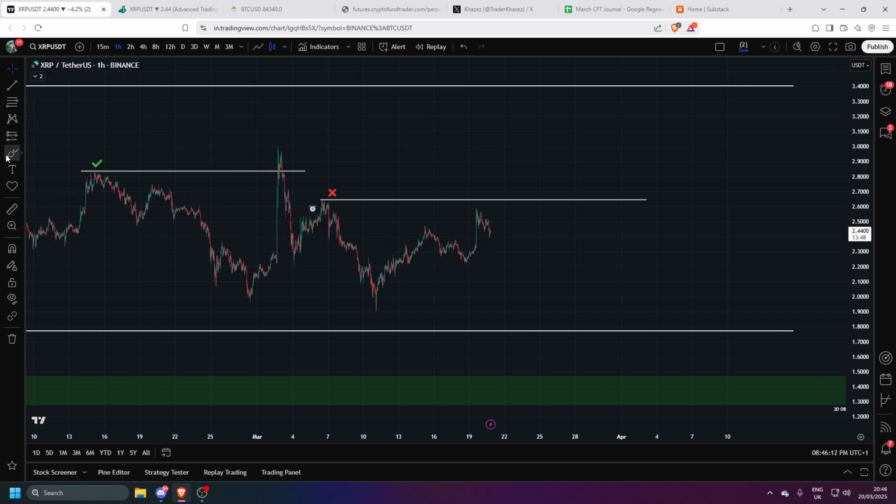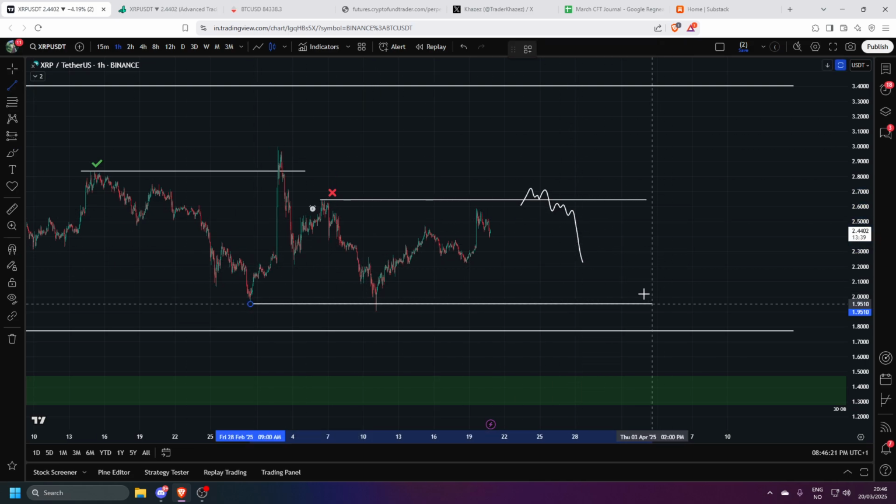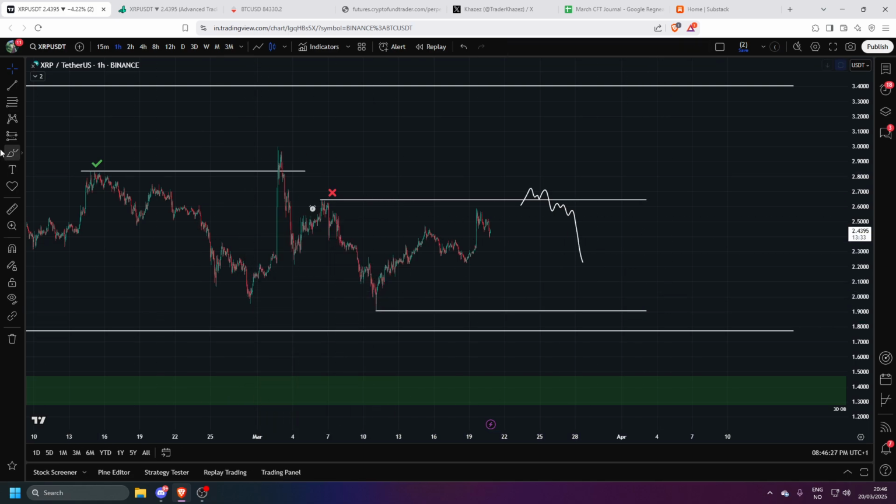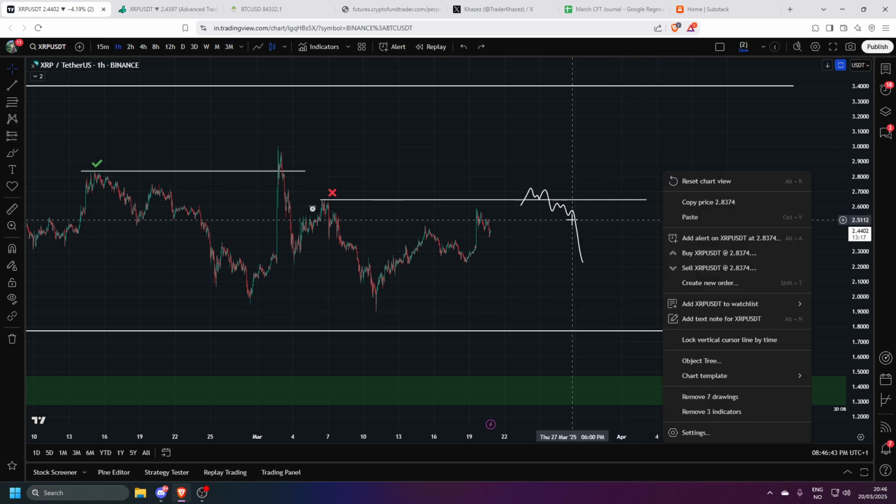It's just about having the patience to wait for the sweeps of liquidity, get back inside. If this is your range you're looking to play, get back inside the range, look for a short, put your stops above, target the range low. This is our local low, this is our high time frame range low. That would be a beautiful trade with a lot of risk to reward. So XRP, keep an eye on that, I would say.